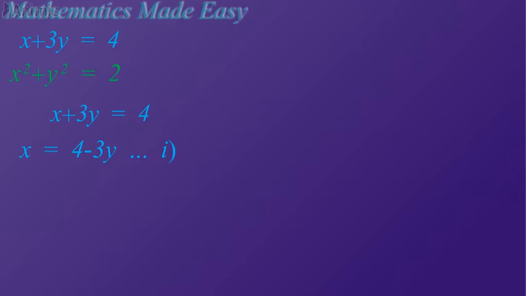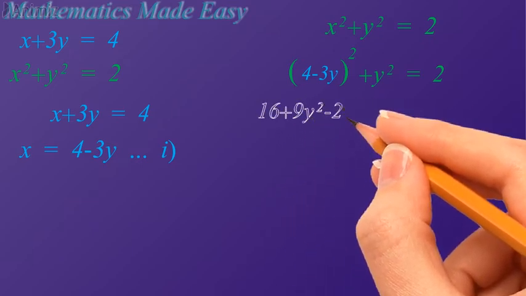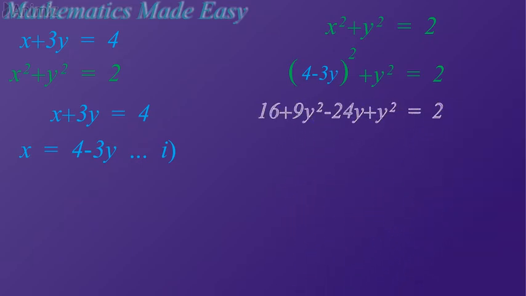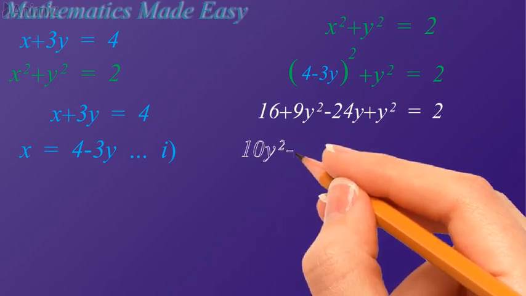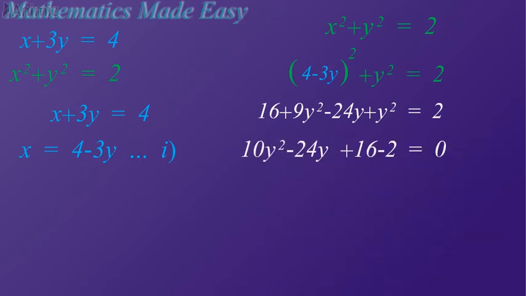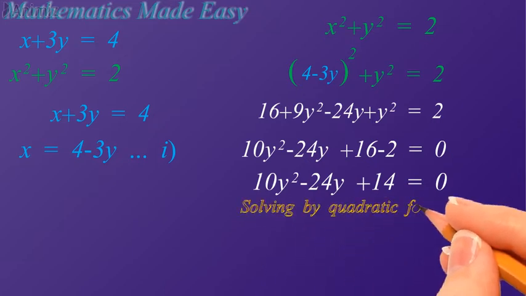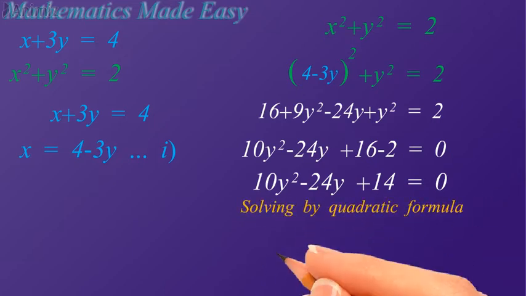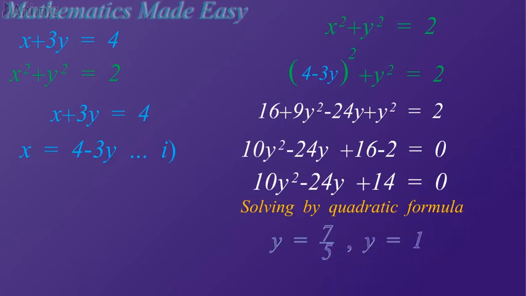Now taking the second equation, putting the value of x in this equation. Now expanding 4 minus 3y whole square, we got the next step. Then on rearranging, we got a quadratic equation in y, and we know that we can solve a quadratic equation using the quadratic formula or factorization or completing the square method. Solving this equation for y, using the quadratic formula, we got two values for y, which are y is equal to 7 divided by 5 and y is equal to 1.